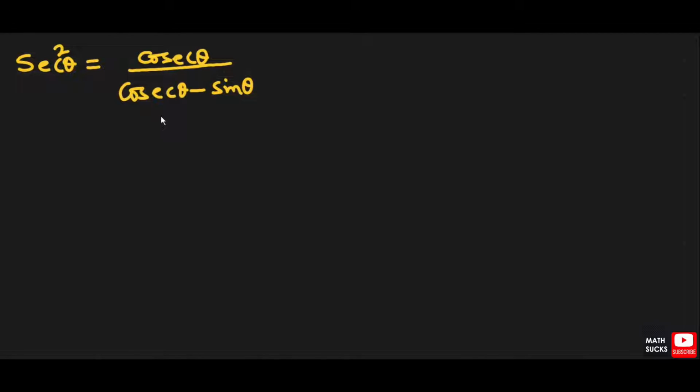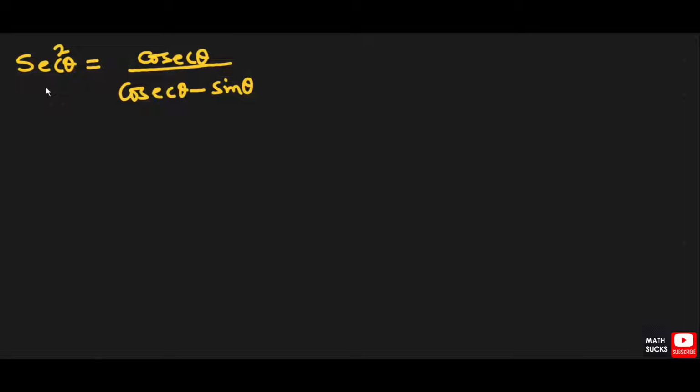In this video, we are going to look at how we can prove that sec squared theta is equal to cosec theta over cosec theta minus sine theta. This is an interesting problem. It looks simple, but it's kind of tricky. The way we are going to approach it is, again, to move from the left hand side towards the right hand side.